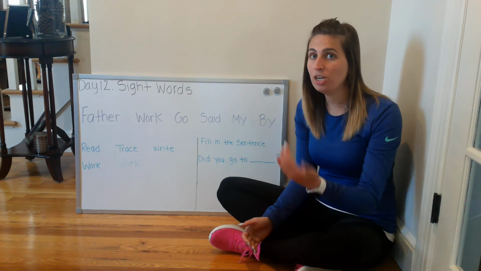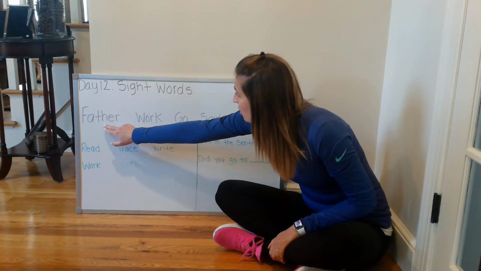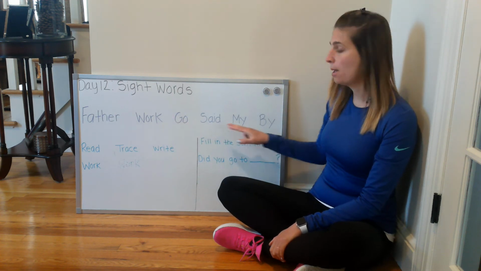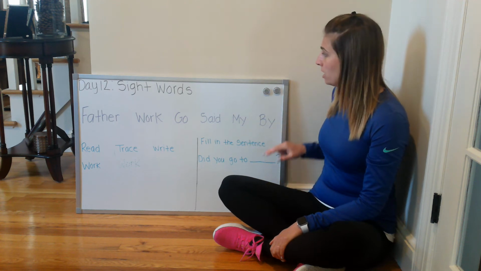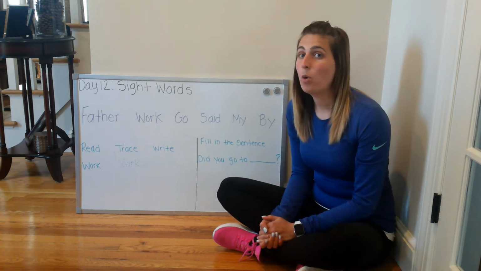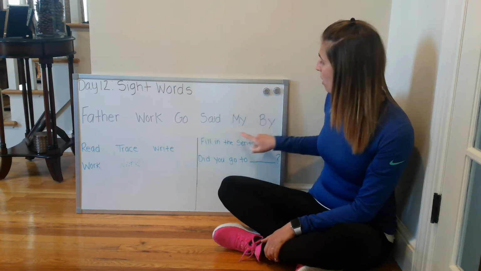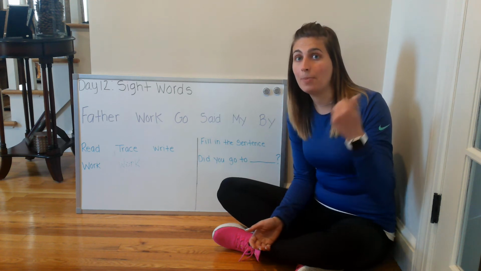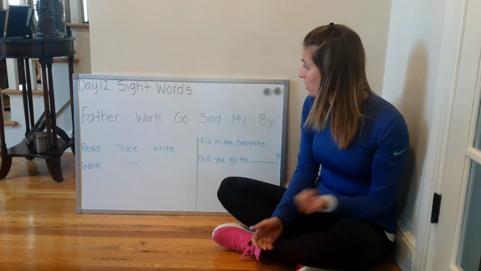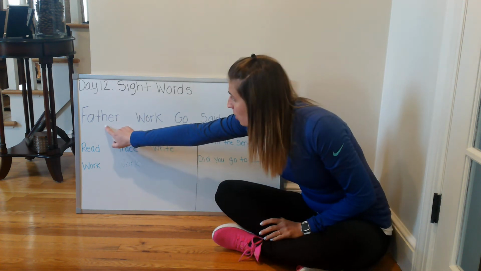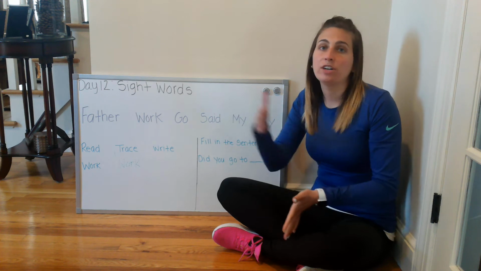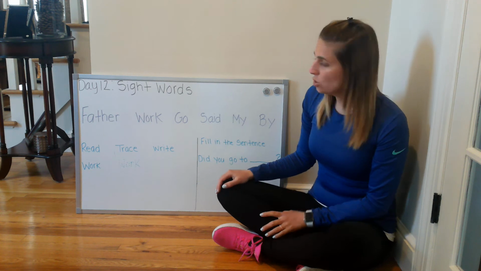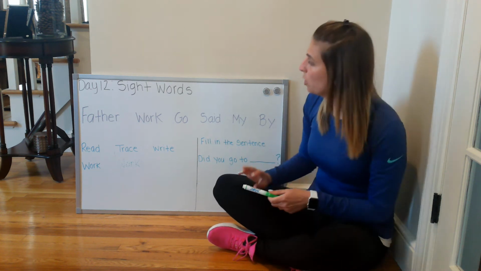So let's go over our 6 sight words today. As I say each sight word, you can repeat back after me. Father, work, go, said, my, and by. So we have 3 sight words that we have already been practicing with: go, my, and by. And these 3 sight words are actually hanging up on our sight word wall in our classroom. I want to also clarify that this sight word father also means your dad, another word for dad, father, okay?